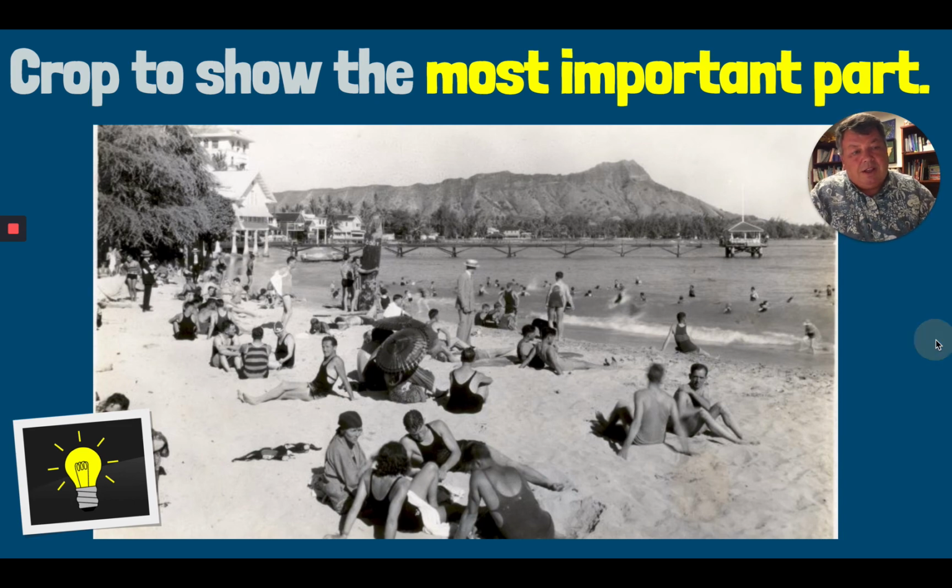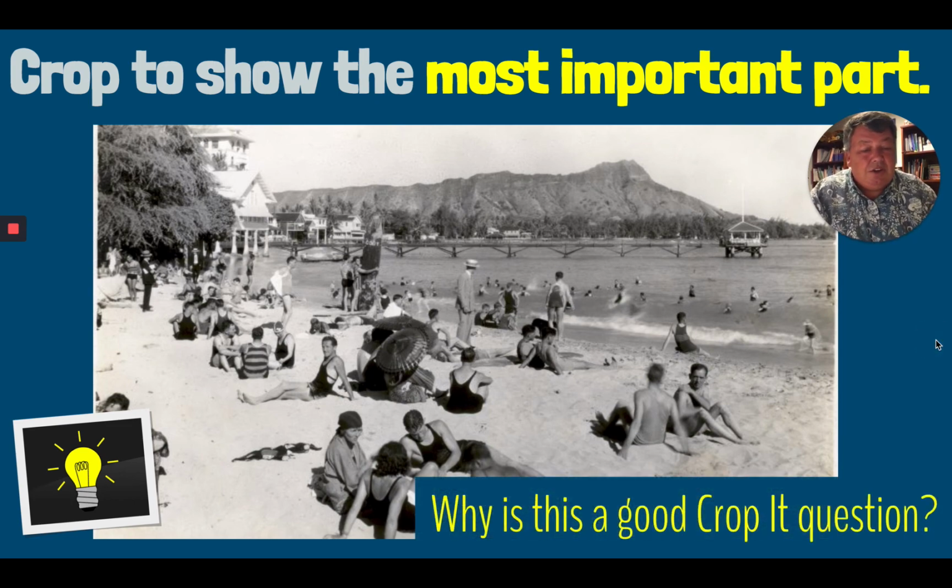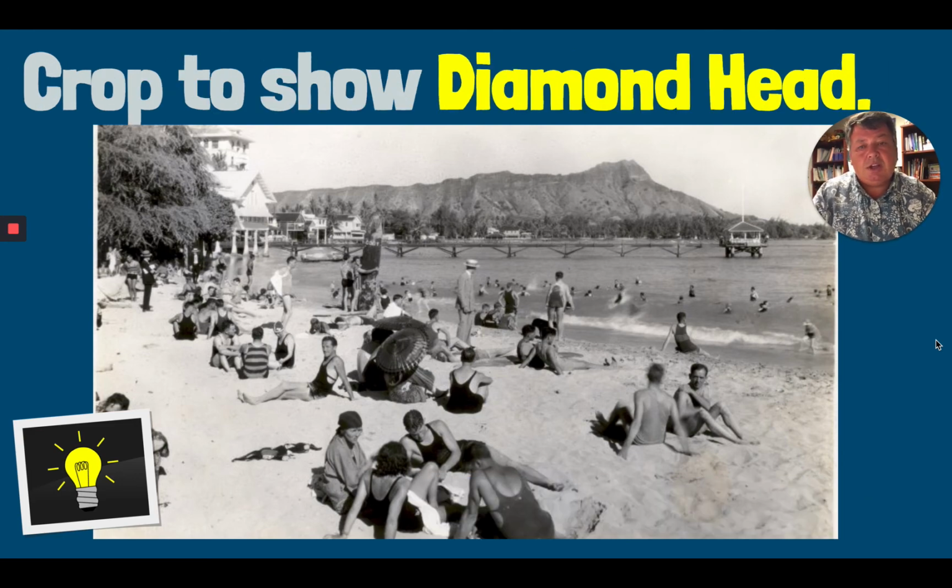And really, I think even more importantly, why is that a good crop it question? And hopefully as you think about that, you think, oh, it's a good crop it question because it's broad. There's no right or wrong answer. Students can interpret this in a lot of different ways, and then they can start formulating good reasoning for why they chose that area. All right, let's take a look at another crop it question about Waikiki. Crop to the area that shows Diamond Head.